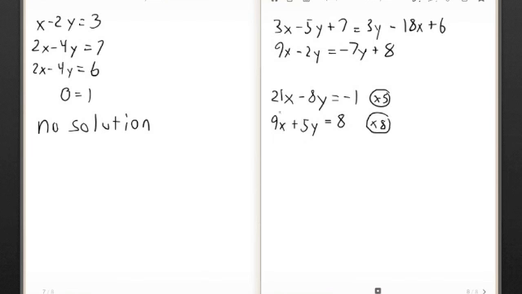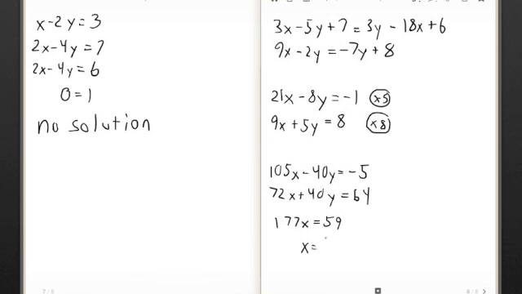So we'll do the top one. It's already fairly high numbers. 105x minus 40y equals negative 5. And down here, 72x plus 40y equals 64. So, what can we eliminate? We can eliminate the y's by adding. So we'll add both equations together. 105x plus 72x is 177x. Negative 5 plus 64 is 59. And we'll get x equals 1/3.